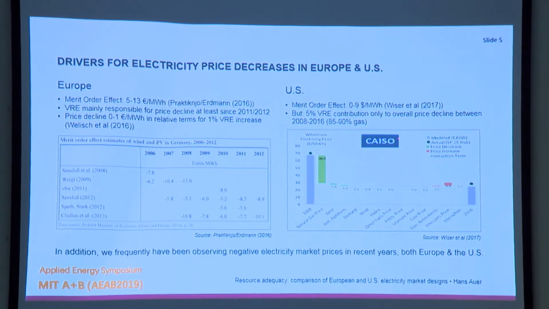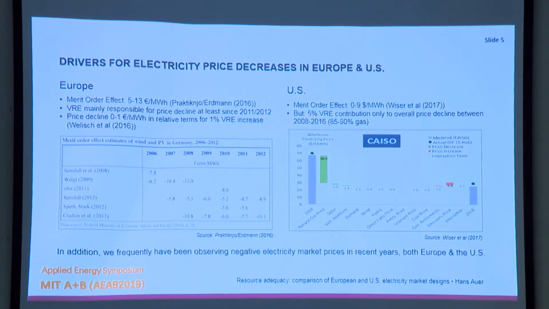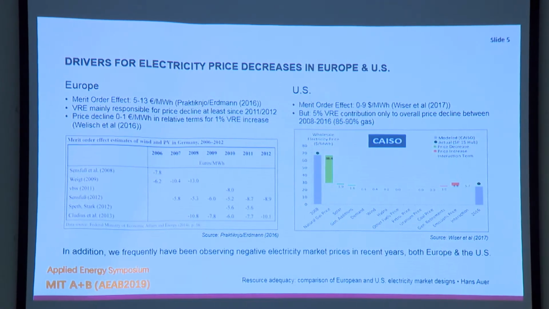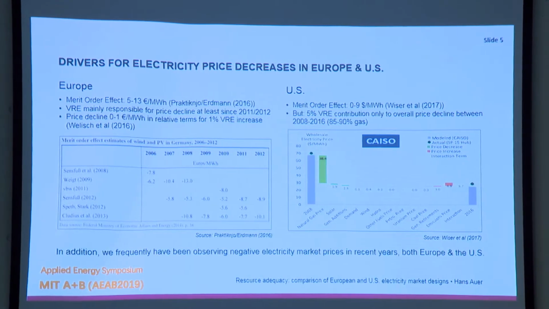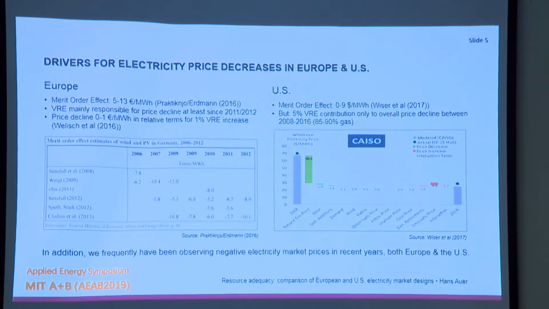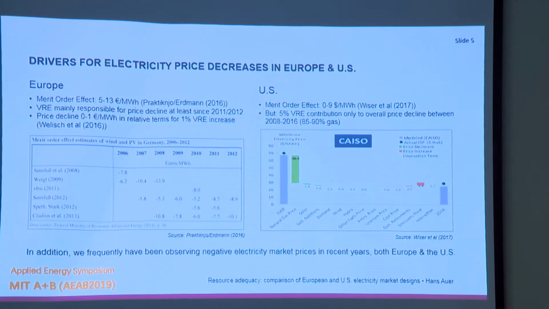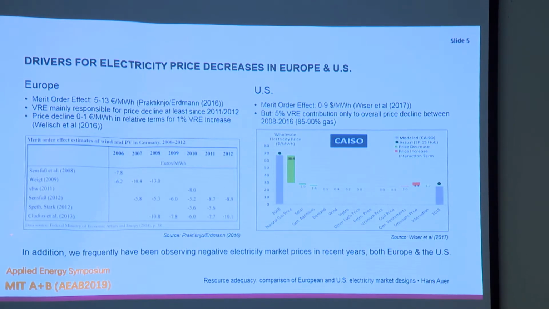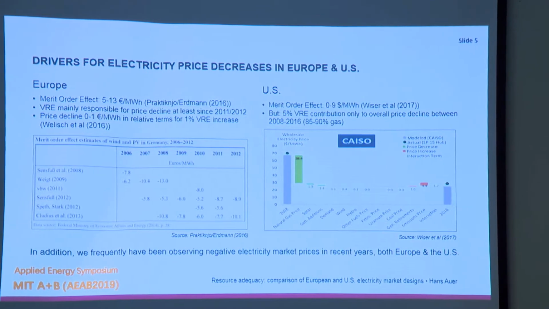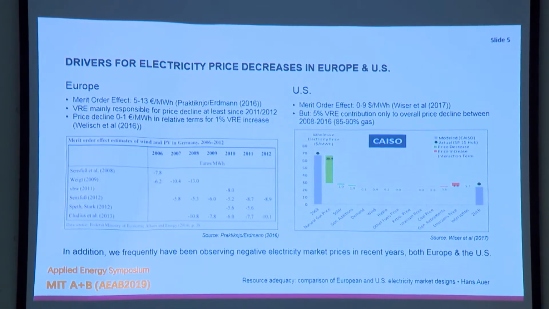In the US, here we see one example in California, the variable renewables only contribute to a small extent to the overall price decreases, and it still has been the gas price being responsible for setting the wholesale price levels. We have observed in both markets, in Europe and the US, in addition to that, negative prices occasionally in recent years.